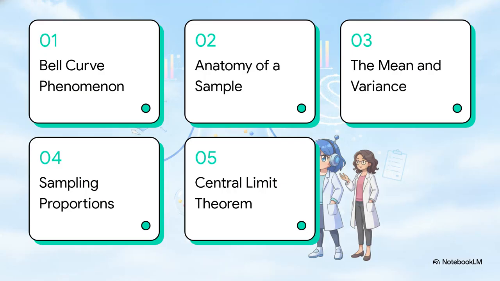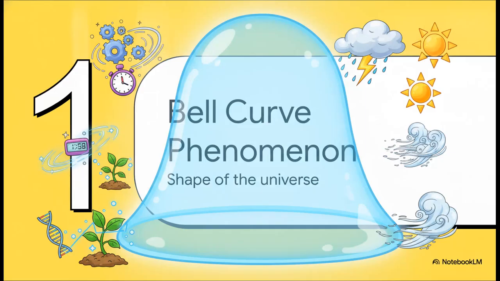Here's our roadmap for this explainer. First, the bell curve phenomenon. Second, the anatomy of a sample. Third, the mean and variance. Fourth, sampling real-world proportions. And finally, number 5, the central limit theorem. Let's get to it. Section 1.